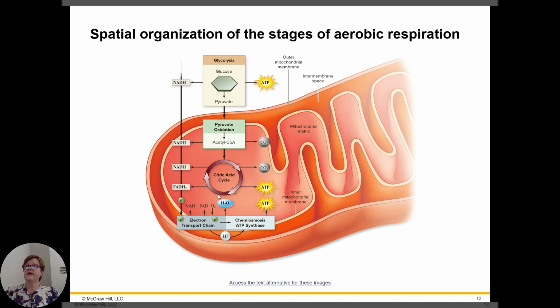This slide shows the spatial organization, in other words, the location of each of these 4 stages with regard to the mitochondrion. Glycolysis happens in the cytosol, in the cytoplasm, not inside the mitochondrion itself. That's why it's shown here outside of the mitochondrion. The other 3 stages, stages 2, 3, and 4, pyruvate oxidation, citric acid cycle, and electron transport chemiosmosis, all happen inside the mitochondrion. We will be a little more specific as we focus on each of these 4 stages moving forward.